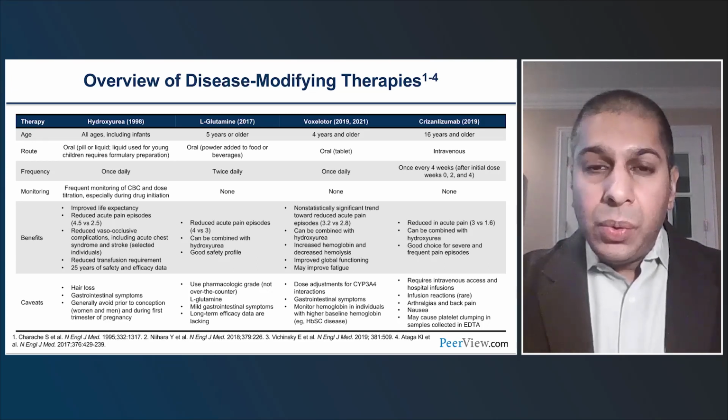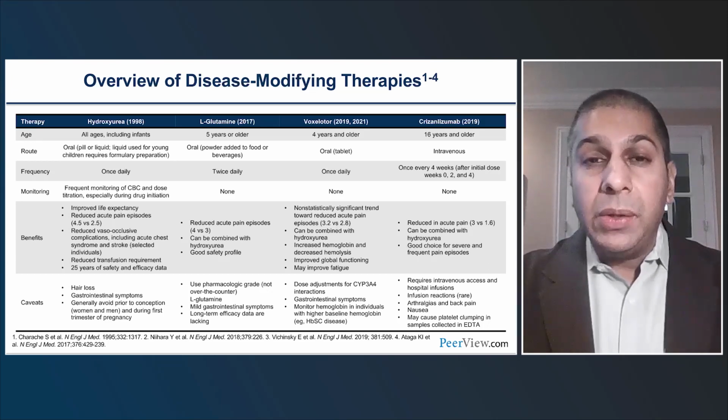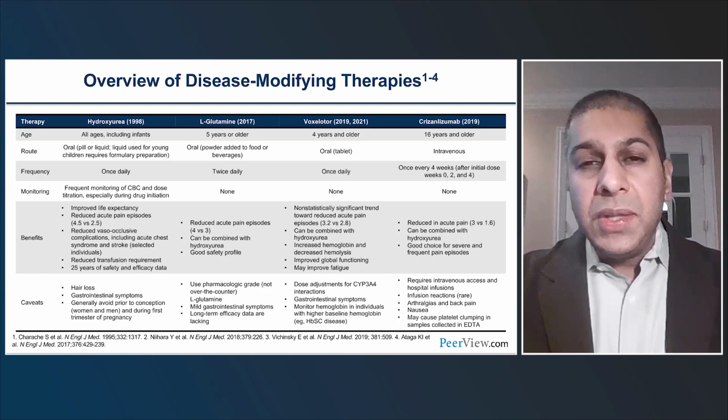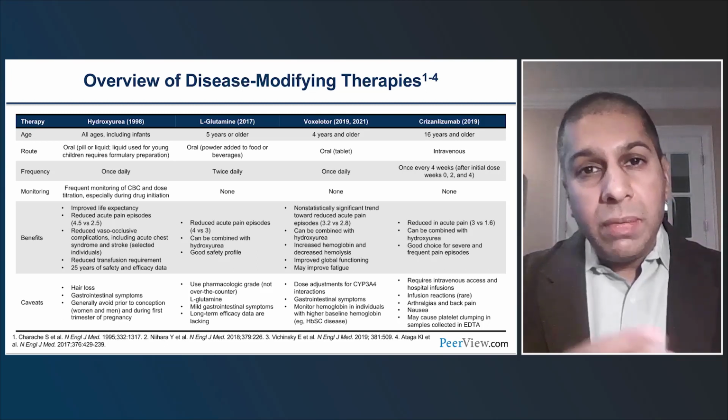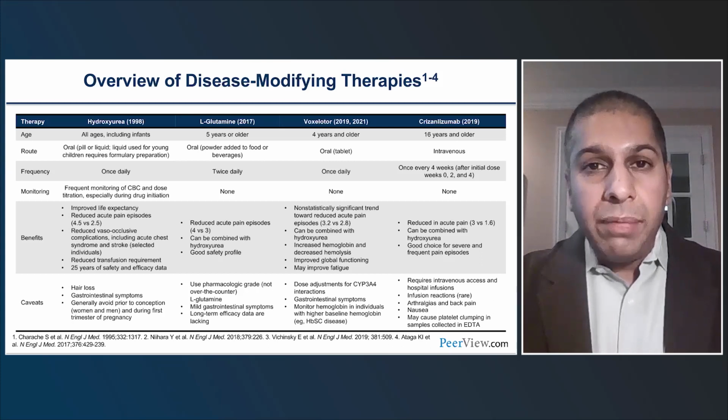Followed by voxelotor, which is a hemoglobin S small molecule inhibitor that improves the hemolytic anemia and raises hemoglobin concentration, and crizanlizumab, which is an IV infusion. It's given every 2 weeks for the first month, followed by monthly thereafter. That also significantly reduced vaso-occlusive episodes.